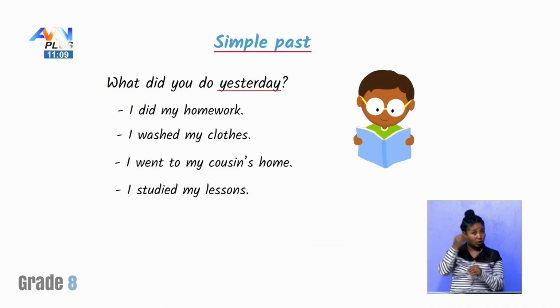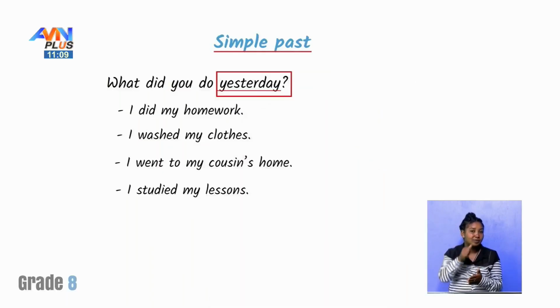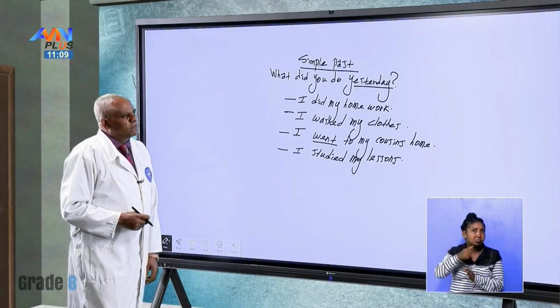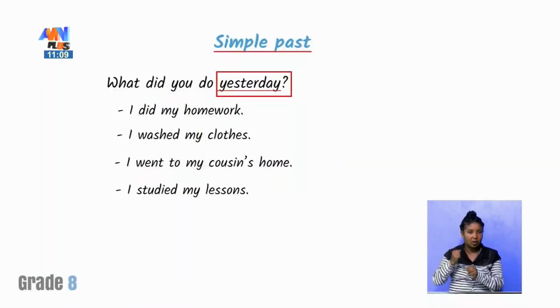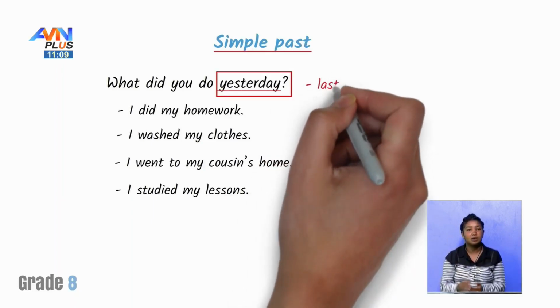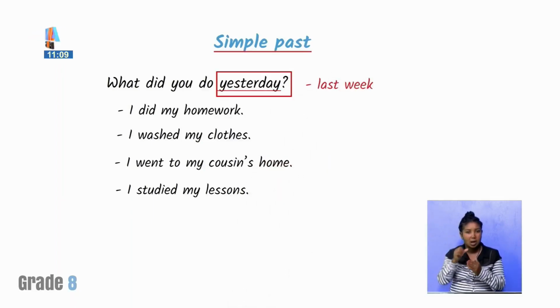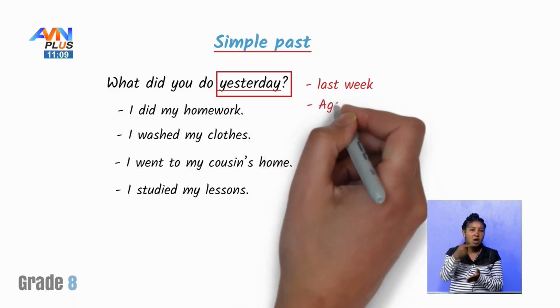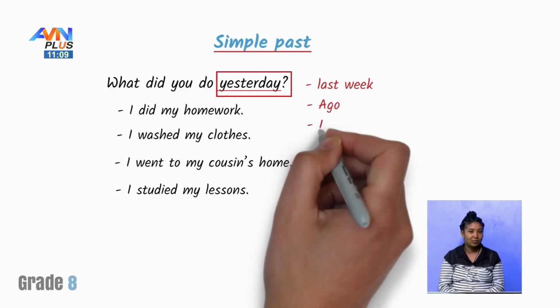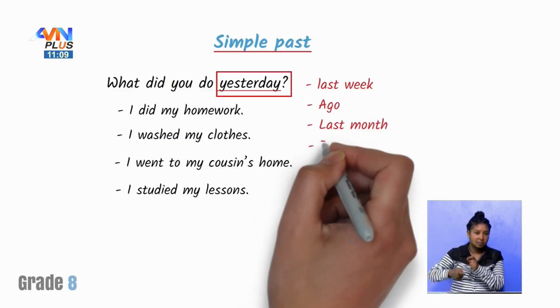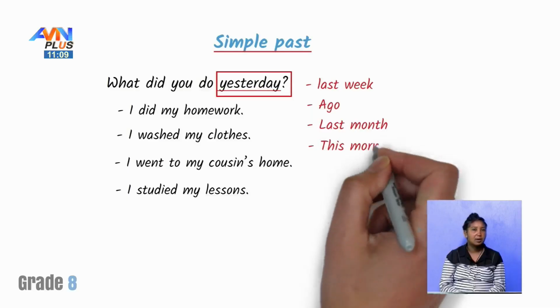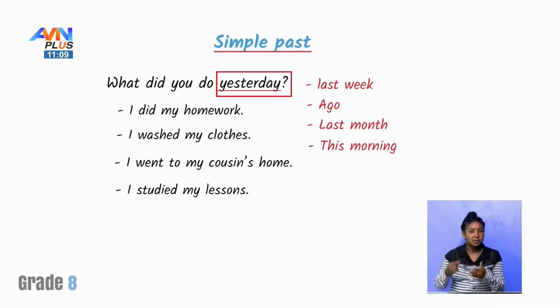Don't forget, still now we are talking about what you did yesterday. It's not only yesterday. There are some other time words that are possible here. Students? Yeah, you are welcome. Last week is also possible, right? Ago is also possible, right? Last means last year, the previous week, this morning, possible. We are talking about this morning.